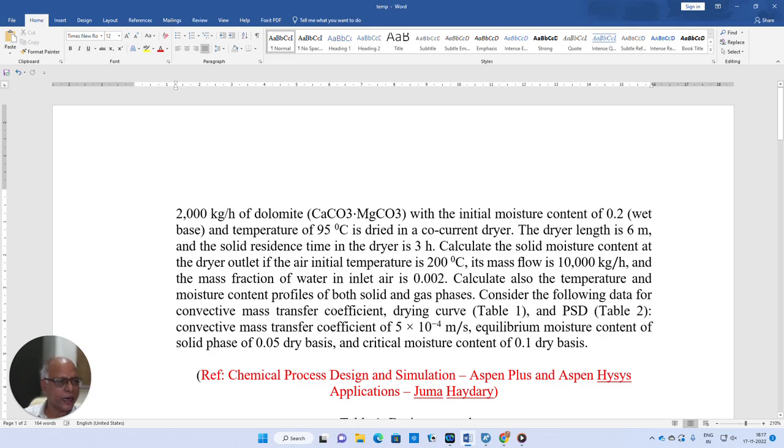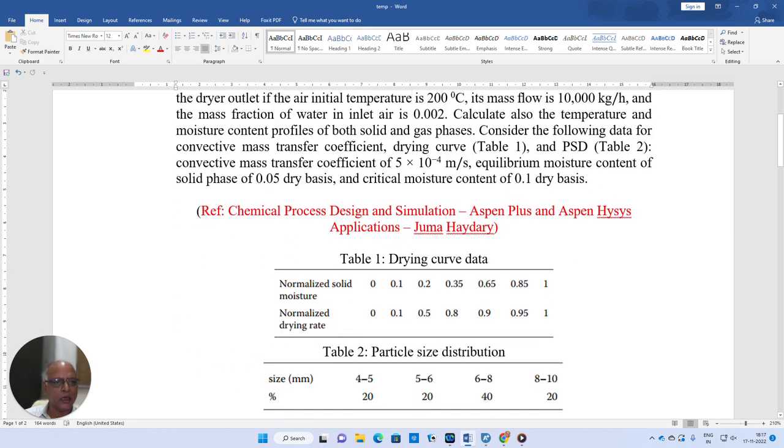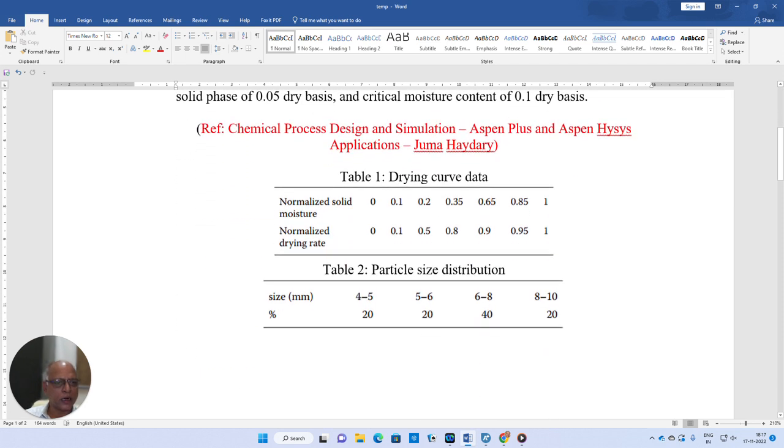So you are given some data: convective mass transfer coefficient, drying curve and particle size distribution. This data is given along with the critical moisture content and equilibrium moisture content. So the drying curve data is provided here. The particle size distribution is also provided here.